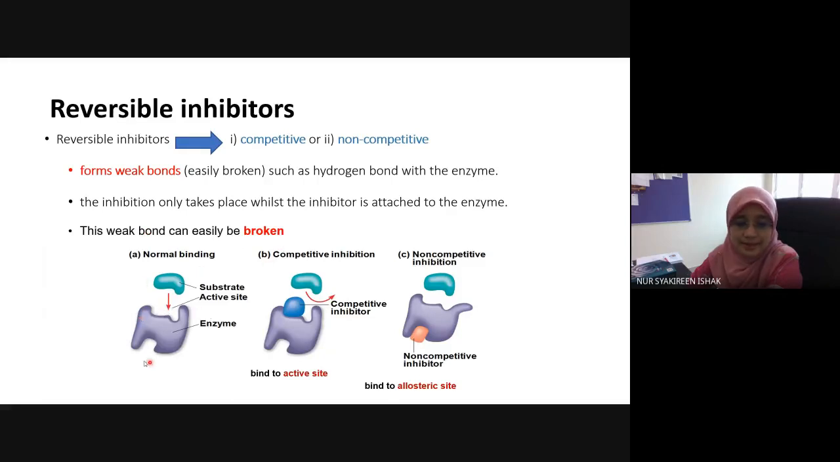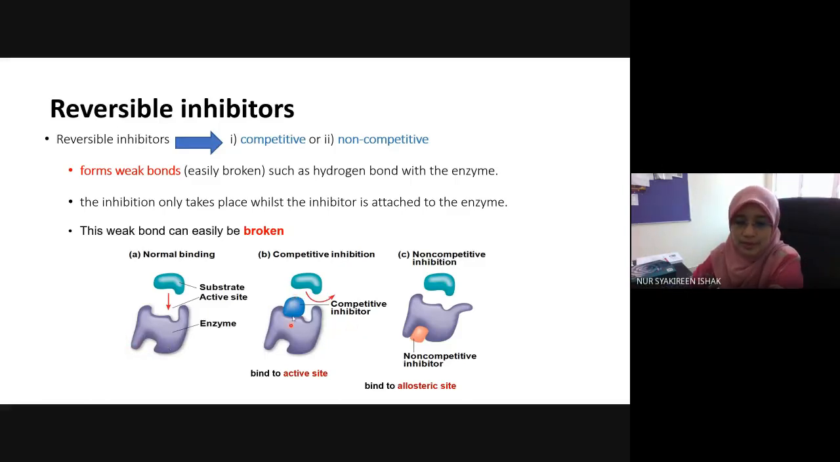So this is the enzyme. It has the active site. This is where the substrate will bind to. And then you have another site here, which we call the allosteric site. The allosteric site will not bind to the substrate. It only binds to a type of molecule we call regulatory molecules. So you can have inhibitors or activators that can bind to the allosteric site.